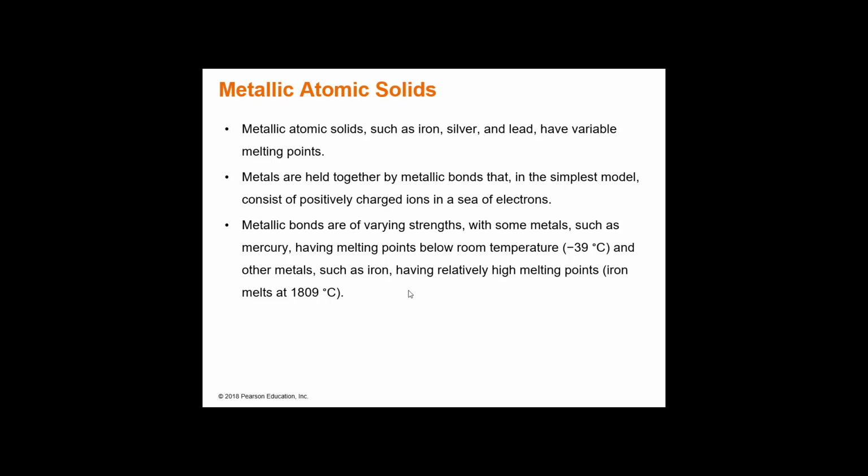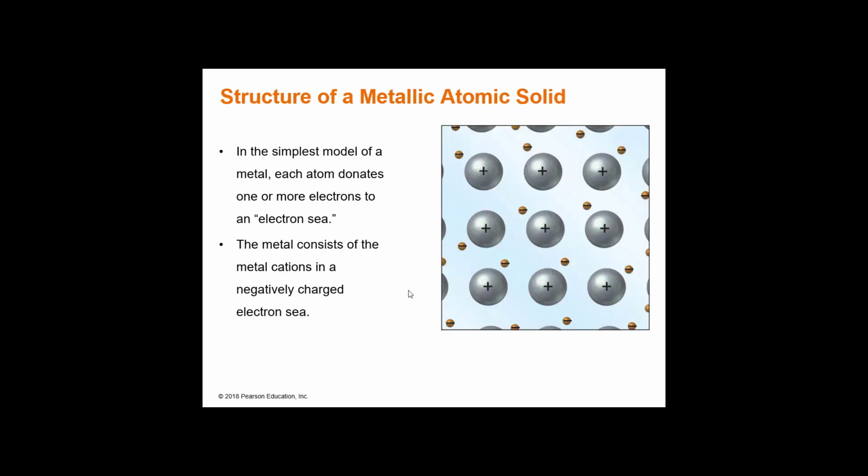Other metals such as iron have relatively high melting points, which is why, if you have an iron skillet, you can heat it very high and it really does nothing to the pan. That's because it can handle that much heat. The iron is not going to melt on your stove. So depending on which type of metal, they can have high melting points, low melting points, or something in the middle of that. And these are held together by metallic bonds, which consist of positively charged ions in a sea of electrons.